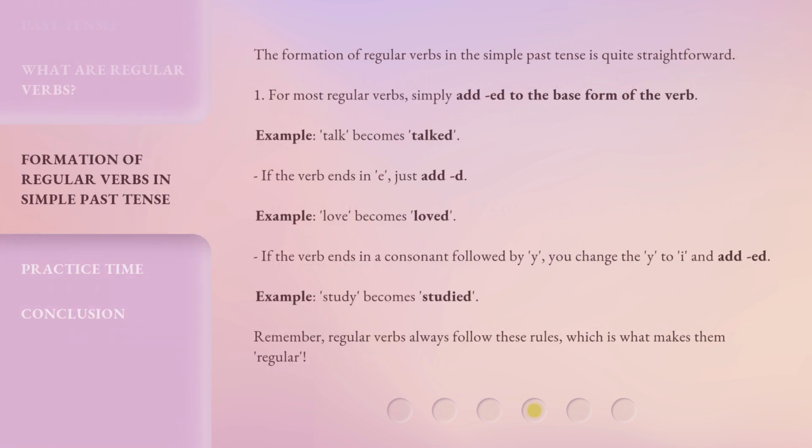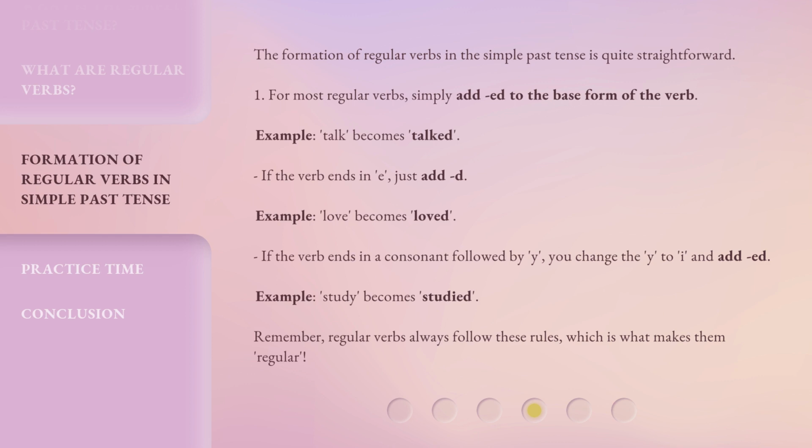The formation of regular verbs in the simple past tense is quite straightforward. 1. For most regular verbs, simply add ed to the base form of the verb. Example: talk becomes talked. If the verb ends in e, just add d.